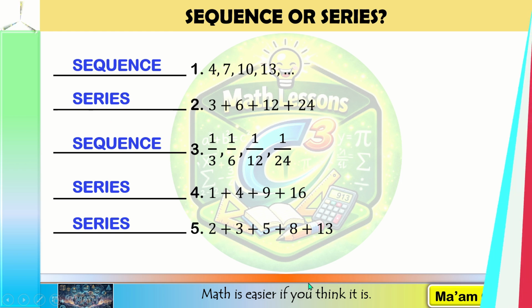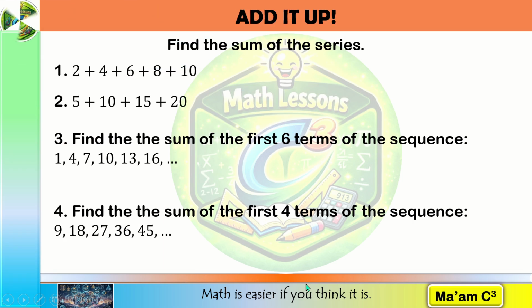Let's have an activity. Add it up. Find the sum of the series. Number 1, 2 plus 4 plus 6 plus 8 plus 10. This is 30. Number 2, 5 plus 10 plus 15 plus 20.